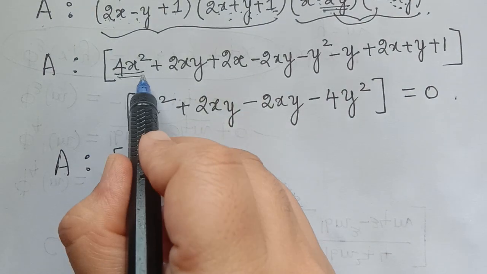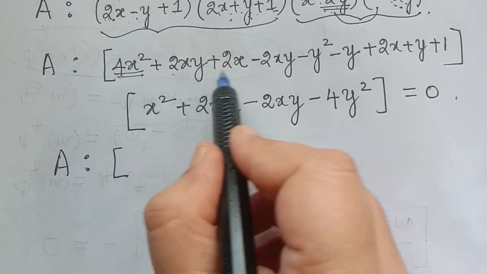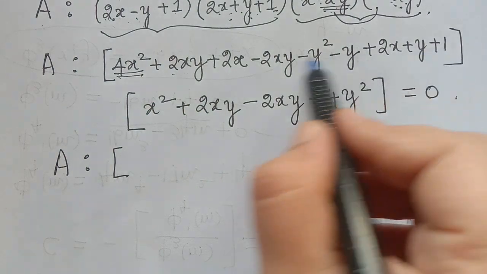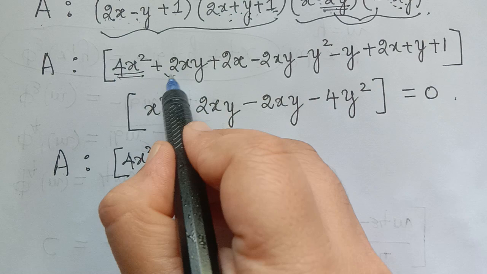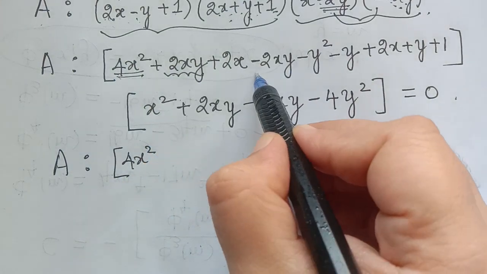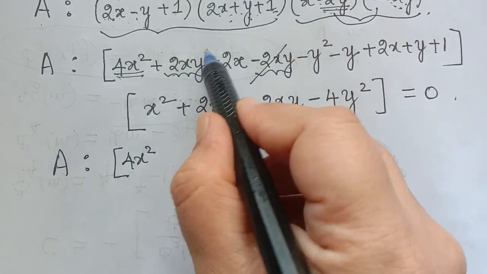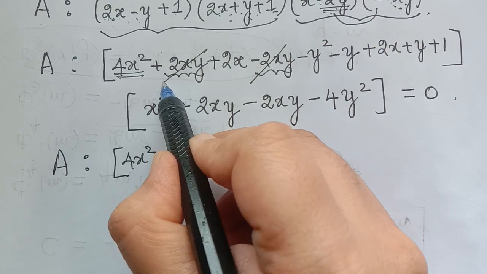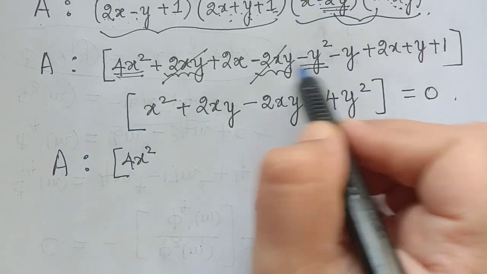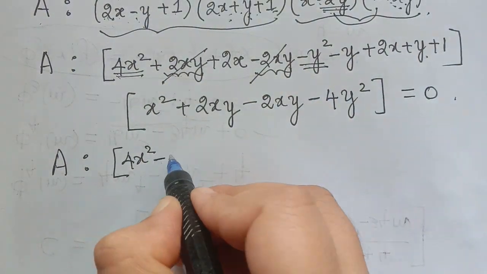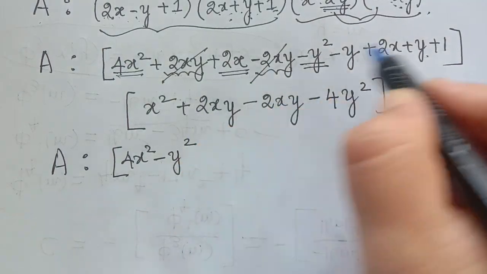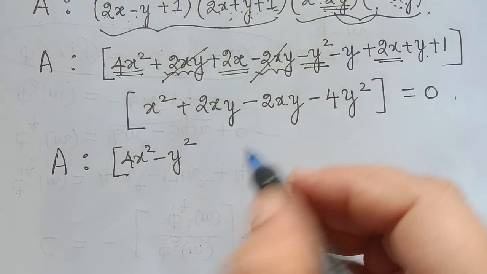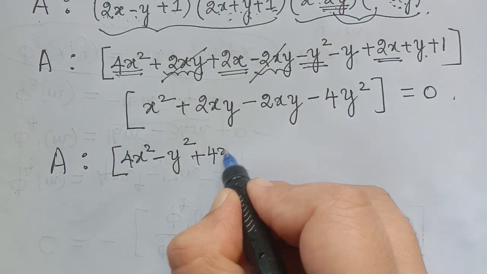We have 4x square. Let us check whether we have any other square term for x. No. So it is 4x square and then we have plus 2xy minus 2xy. So this and this get cancelled. And then we have minus y square, only one term is there. So, minus y square. Here we have plus 2x, here we have plus 2x, so we will be getting plus 4x.